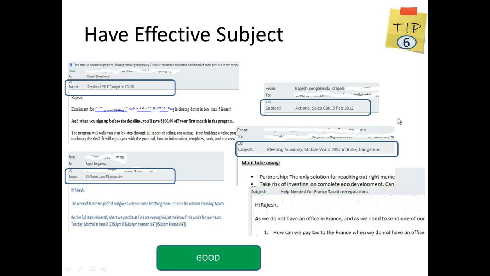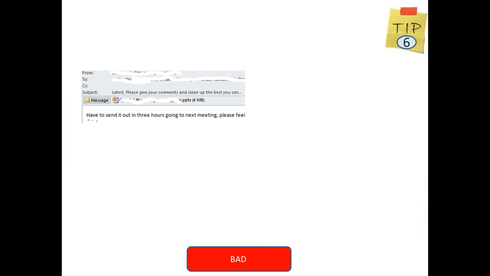Okay? So somebody sent me a mail. They need help for France taxation regulations. Very clear mail. Help needed for France taxation regulations. Okay? The subject matter and the matter in the body are related. Now, let's also look at some bad email examples.